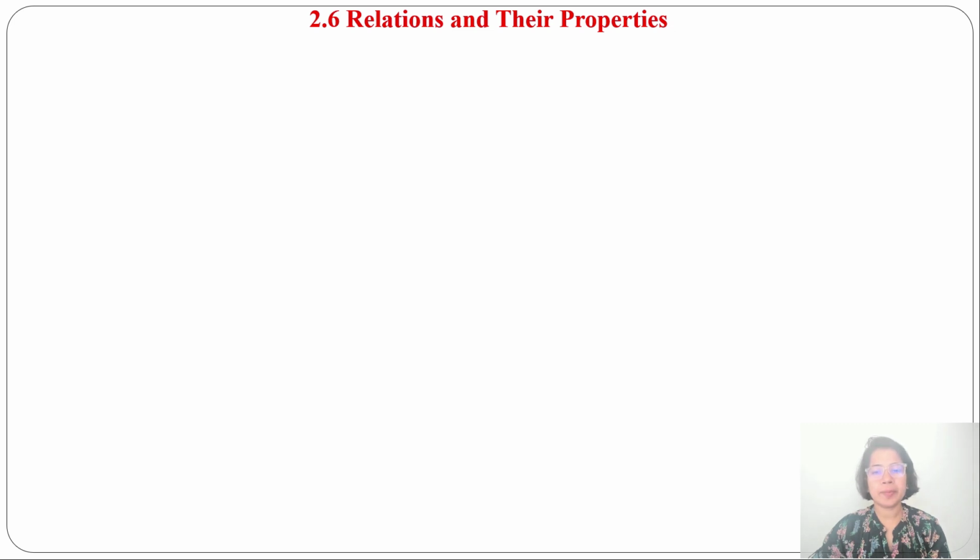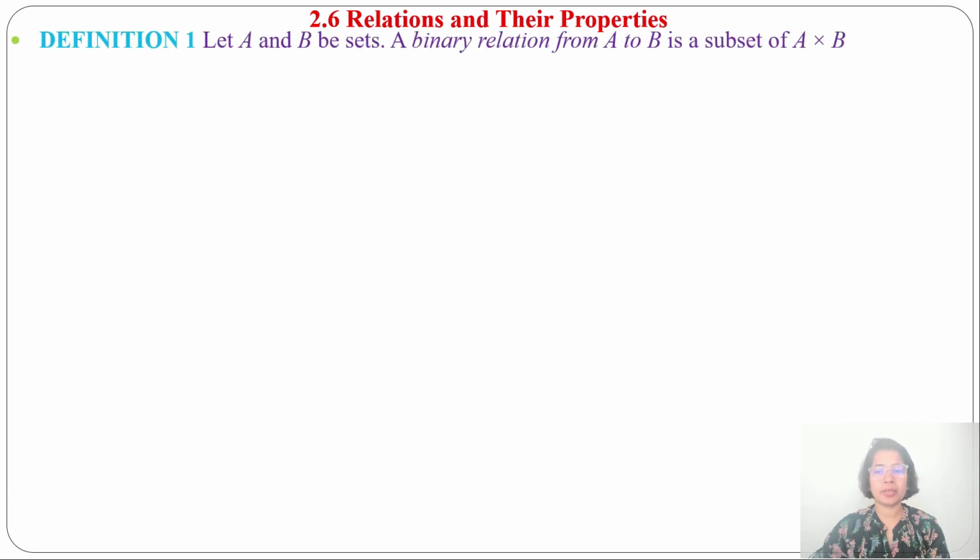Let's discuss the next topic of set theory. It's about relations and their properties. A relation is a subset of a Cartesian product. So, definition 1: let A, B be two sets. A binary relation from A to B is a subset of A Cartesian product B.